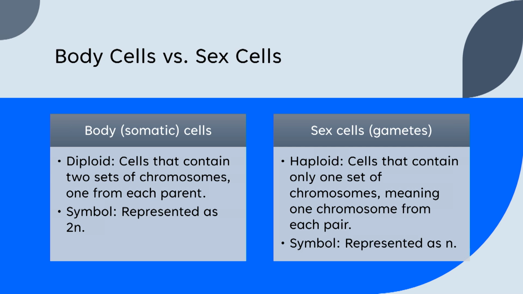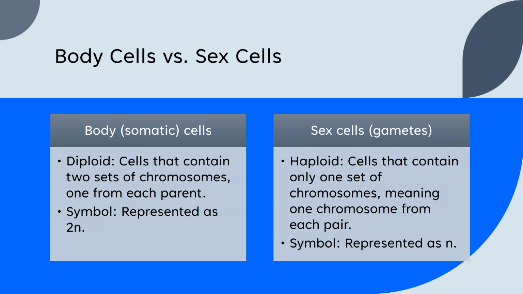Okay, so sex cells, another name for these are gametes. These are sperm in men and egg in women. These cells are said to be haploid, which means that the cells only have one set of chromosomes, meaning one chromosome from each pair. And again, we're representing this as just an N.